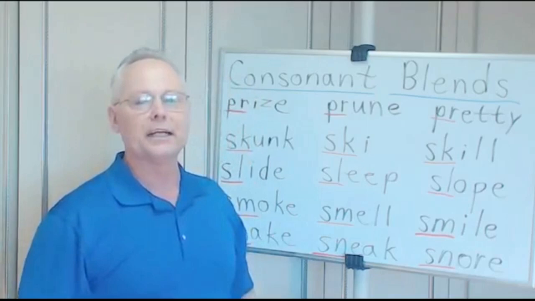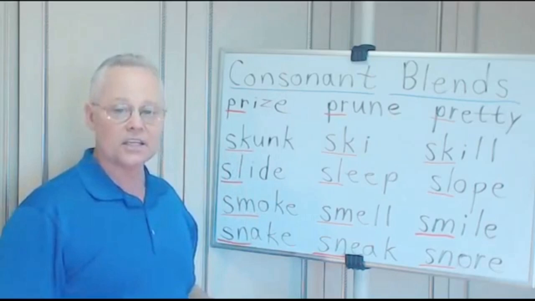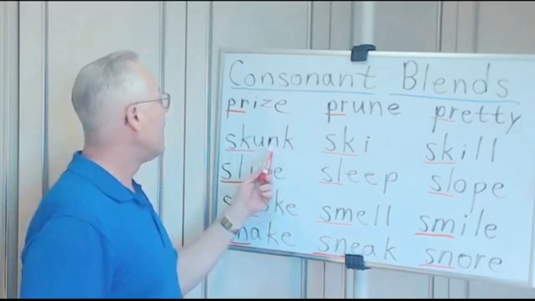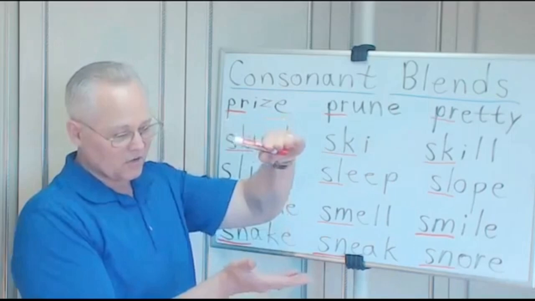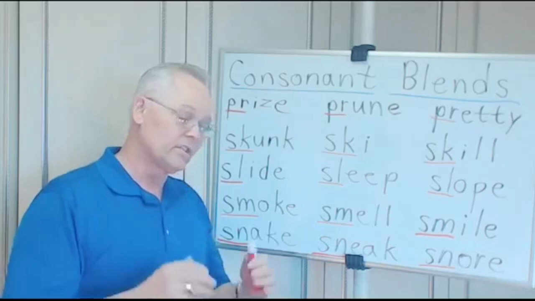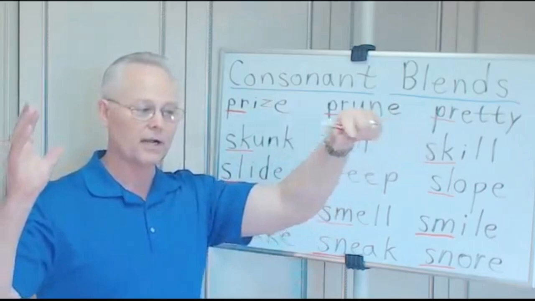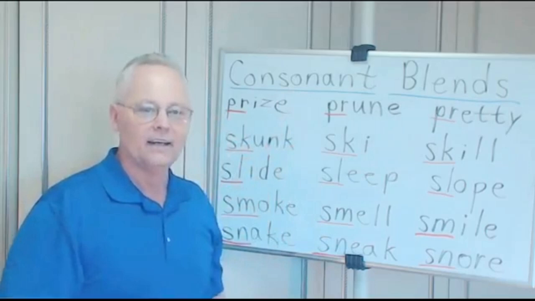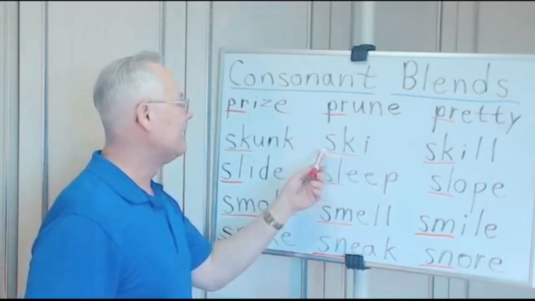SK. S, K, sk, unk, skunk. An animal about the size of a house cat. There are different kinds, but usually people think of them as black with a white stripe down the center of their back and a big bushy tail. And they stink. They can spray a terrible smell. That's a skunk.